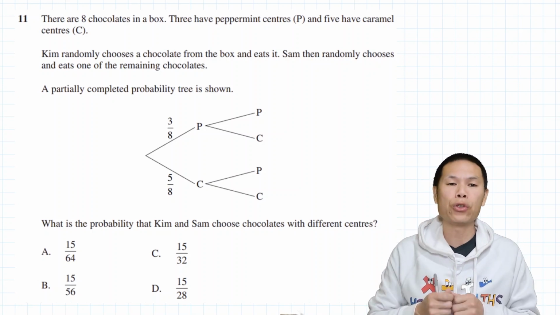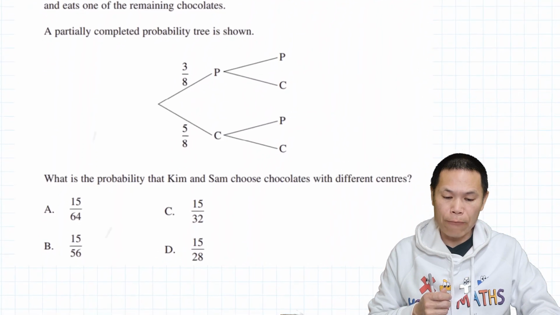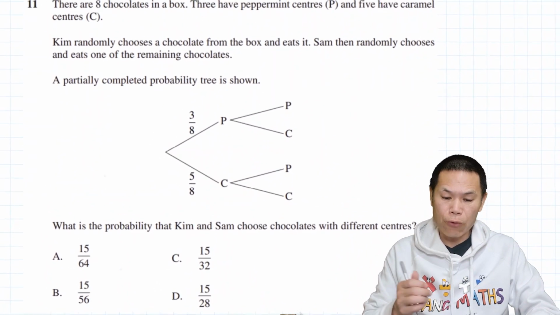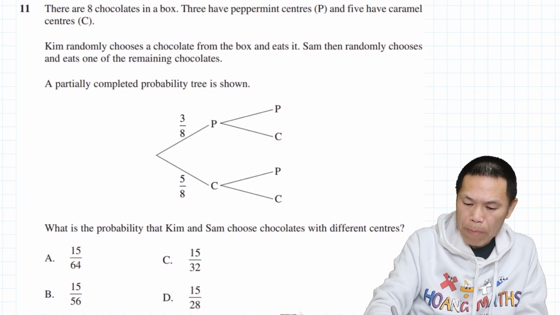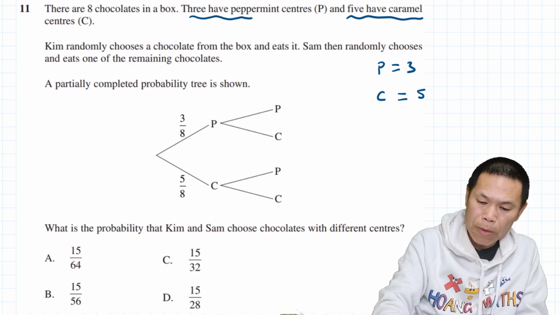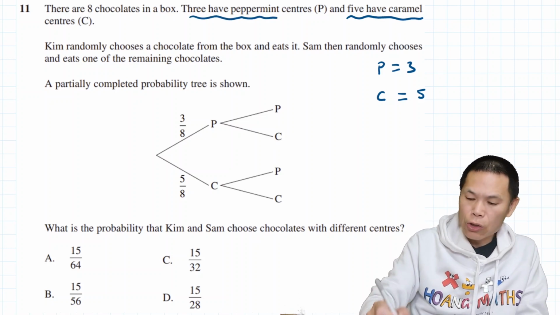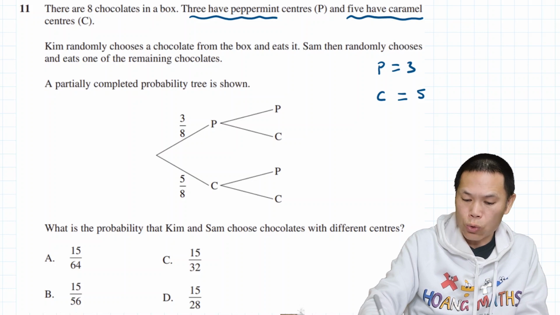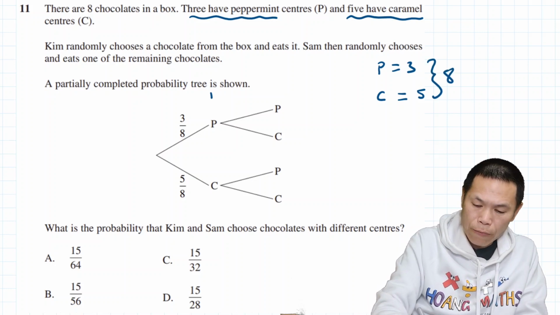First of all, we need to complete the tree diagram. We know that we have 3 peppermint and 5 caramel, so keep that in mind. Together, we have 8 in total. This is for Kim.